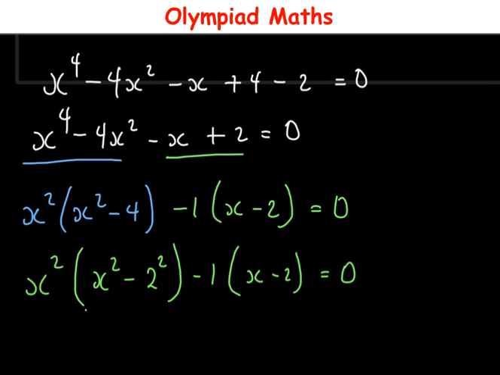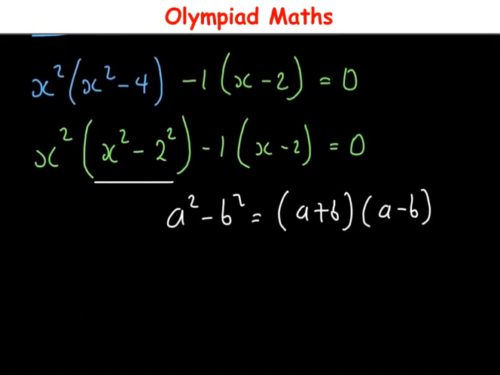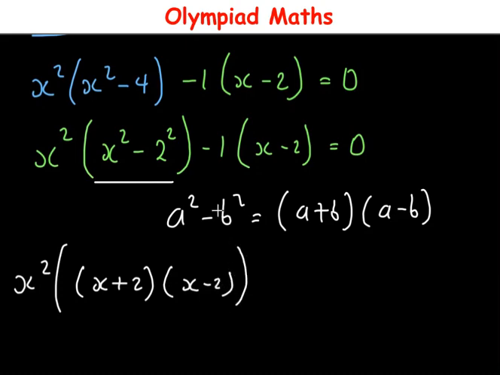At this junction, looking at this, it is in the form of a squared minus b squared. This equals (a plus b) multiplied by (a minus b). So expanding this, we have x squared, then into brackets we have (x plus 2) multiplied by (x minus 2). Then we have minus 1 into (x minus 2). This is equal to 0.